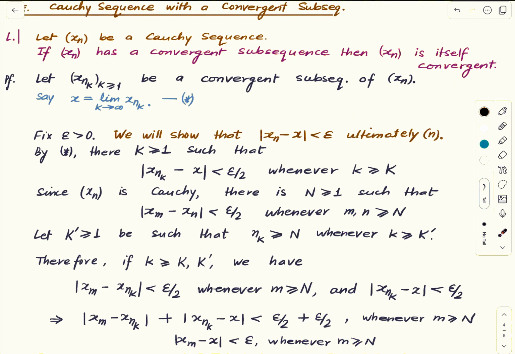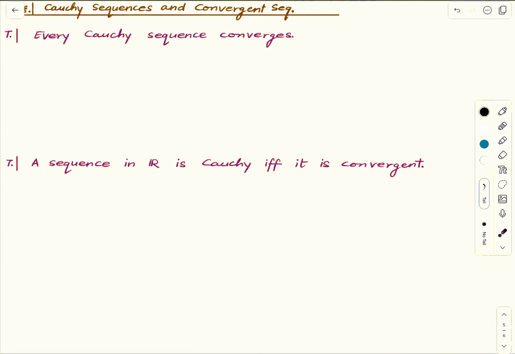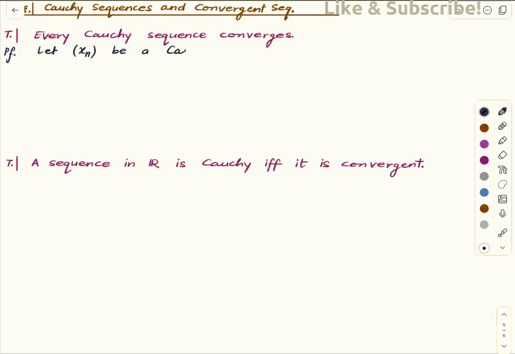All of these deductions are pretty simple, although they might in print look somewhat complicated. And now finally, we are in a position to show that every Cauchy sequence converges. We will just put together the facts that we know. Let me formally write down the proof, but it's a very simple deduction from what we know. So let x_n be a Cauchy sequence.